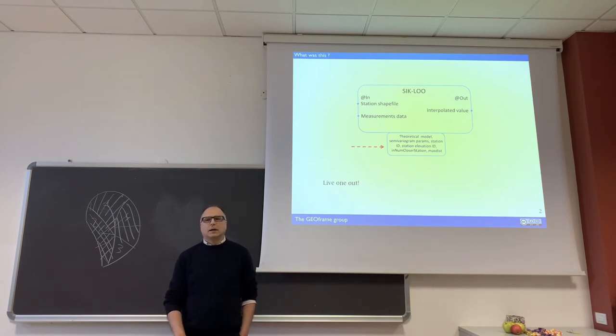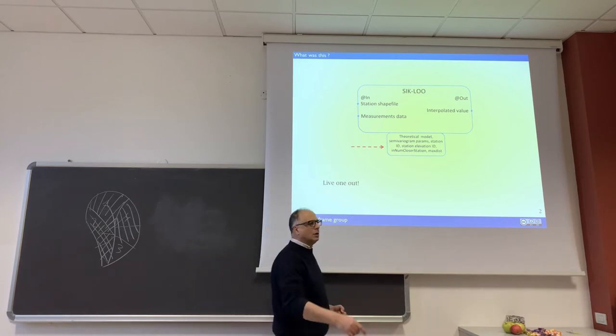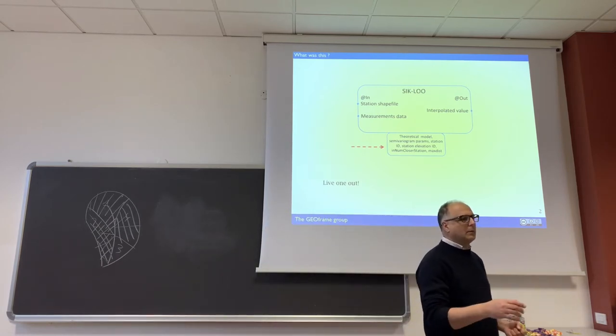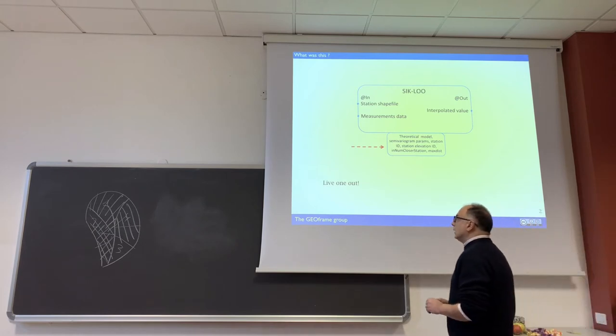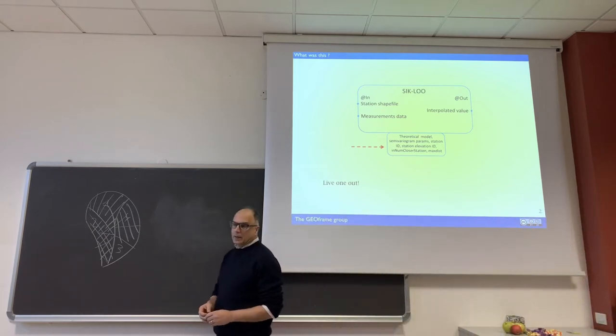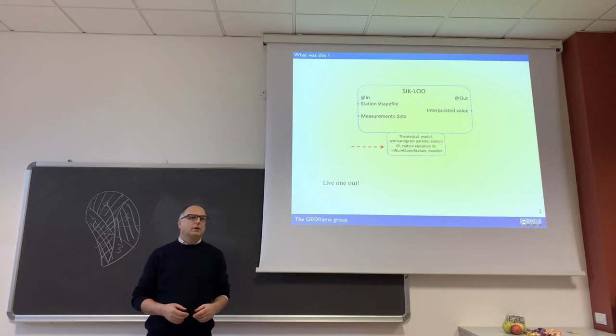meaning that, as I told you before, if we have n measurements, this component takes care of taking away one measure, performing the Kriging on the others, estimating the value in the place that was taken away, and then making the difference between the estimate and the measurement, and deducing the error from it.